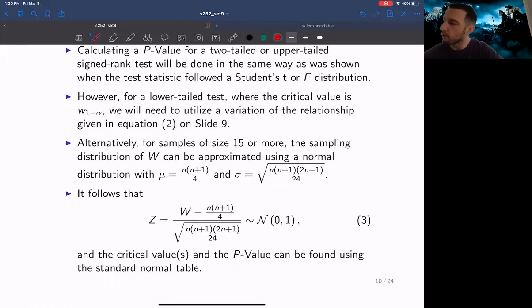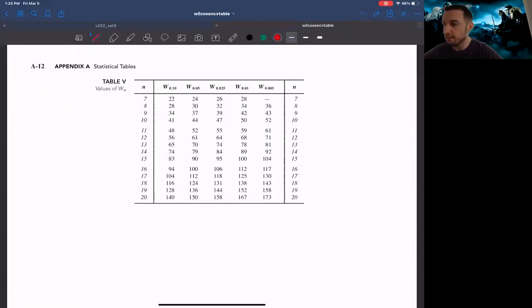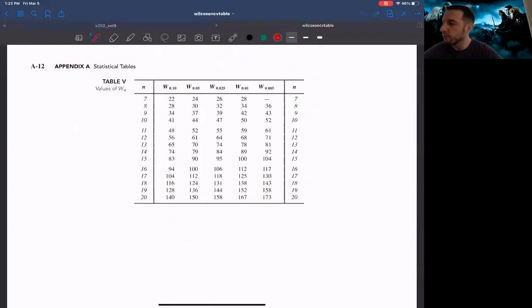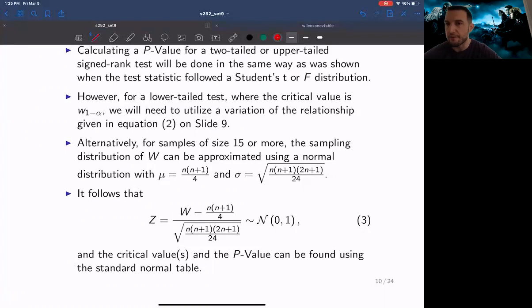So therefore, we're only really going to be using the Wilcoxon table when we have sample sizes between 7 and 14. So we're only working with this table for sample sizes of 7 to 14 inclusive. Once we get to 15 or more, we can just use the approximation based off the normal curve. Now, if you want to, you can still use the table, but you don't have to. You have the option at that point. Okay. Any questions?